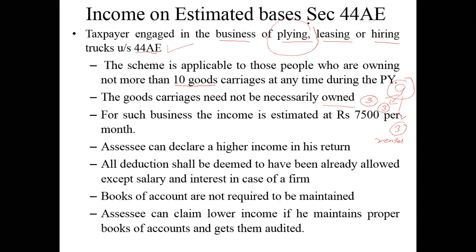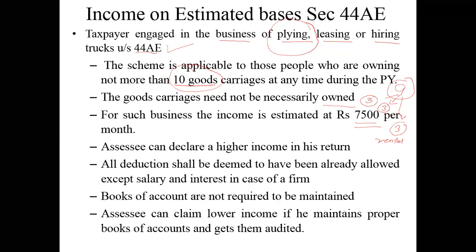The word is here. I am plying into the business of transport, and I do not own more than 10 carriages in the financial year. By using these two concepts, I can still run this business, and I need not maintain any books of accounts. And if I'm using this particular section and not maintaining any books of accounts, whatever is the condition, the income tax authority will consider that my monthly income is going to be 7,500 per month. I'm going to earn 7,500. This is my estimated income.